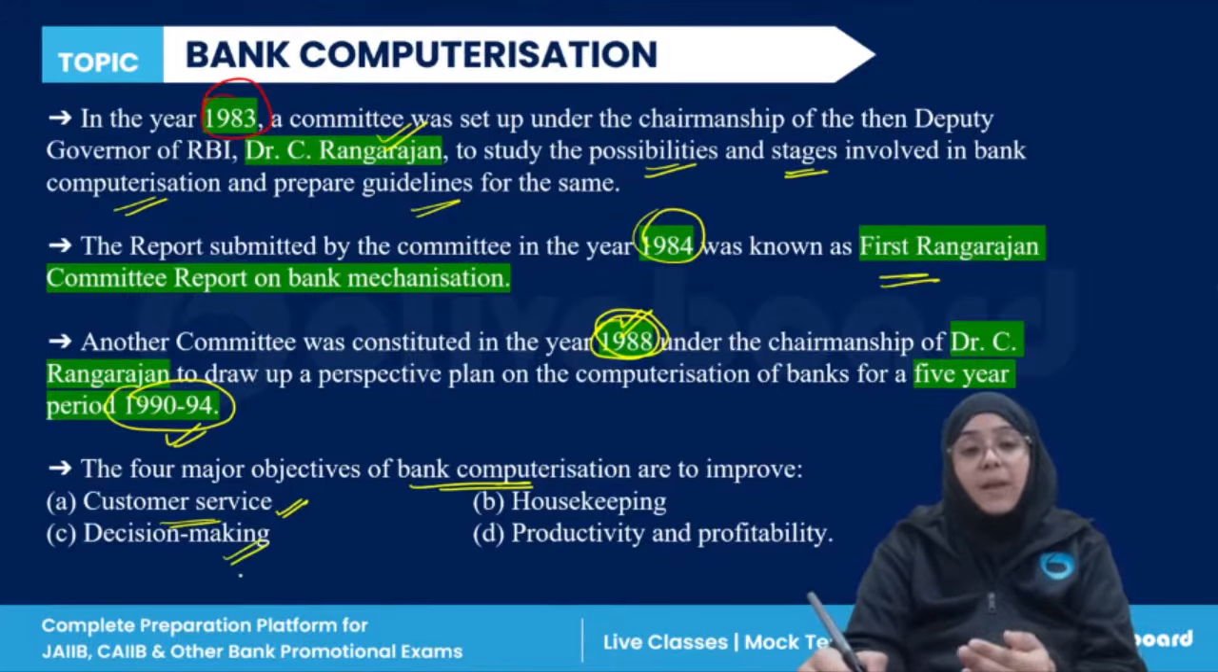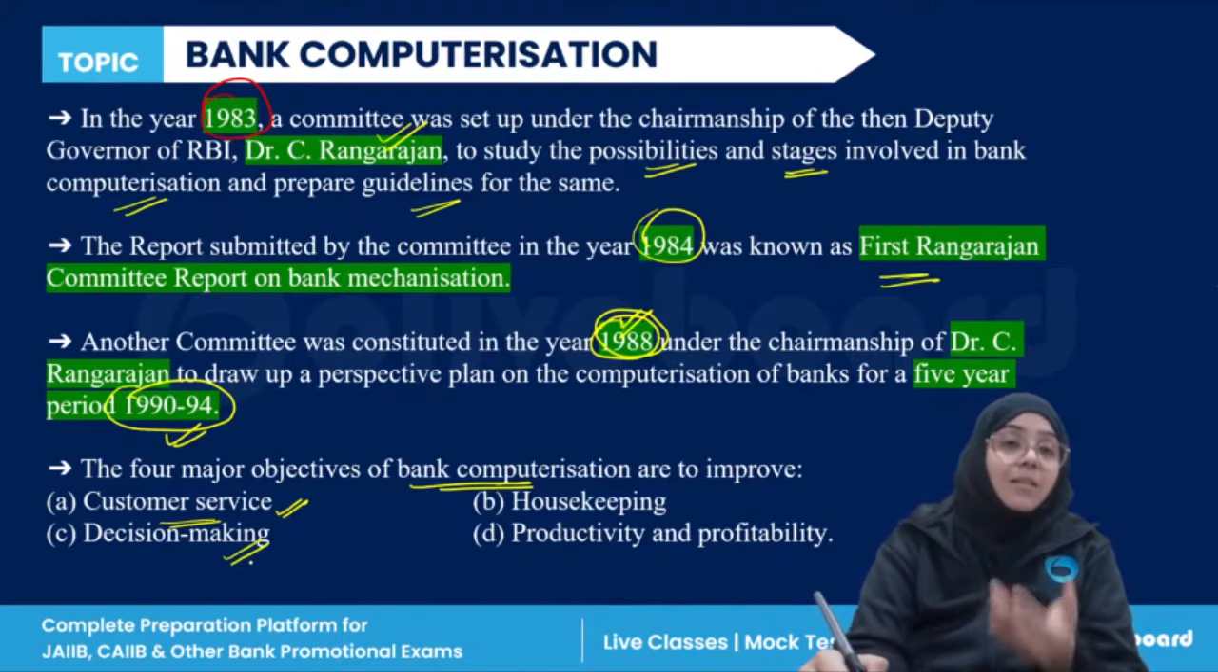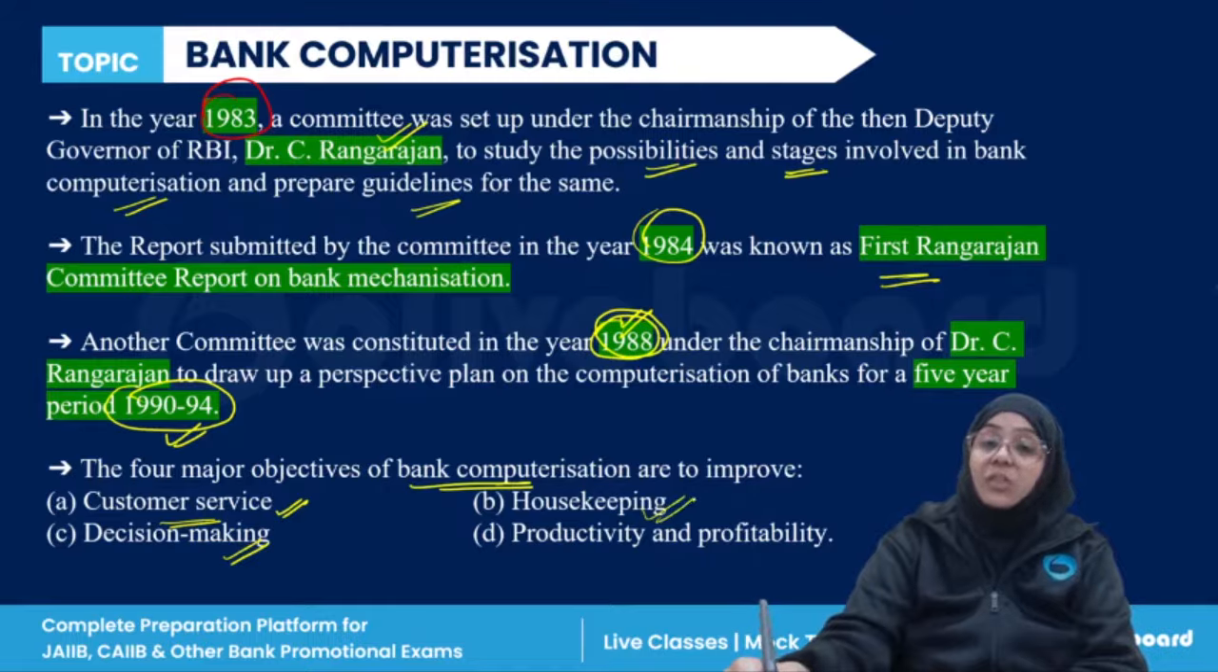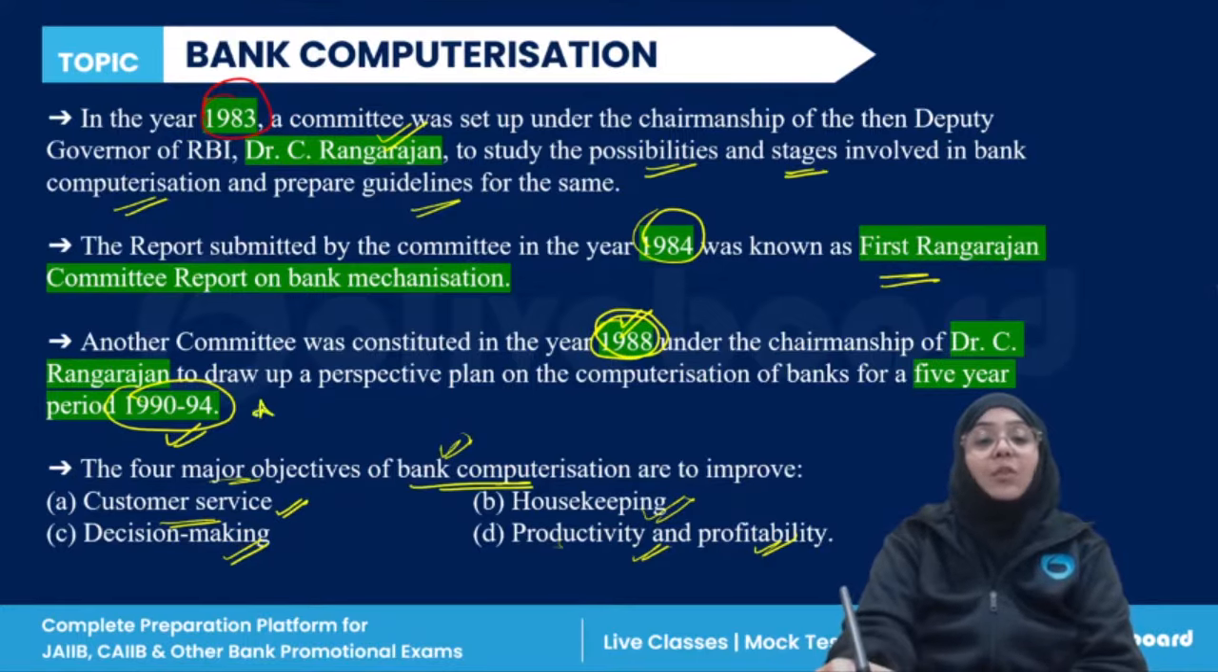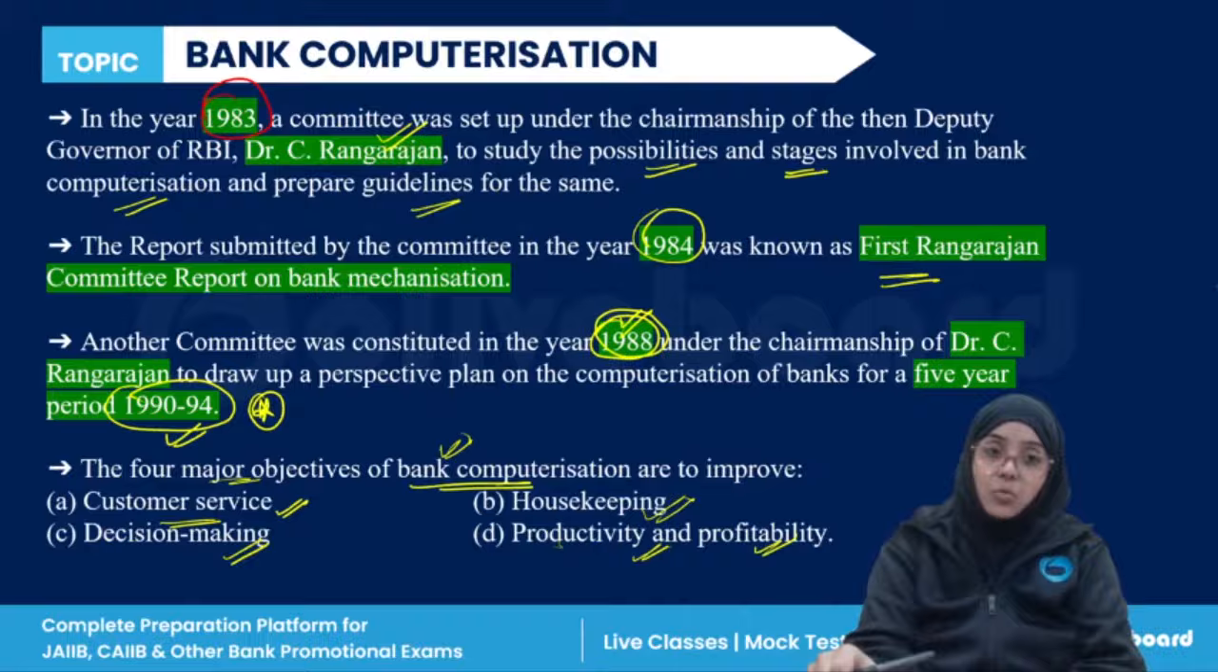Second, decision making. For better decision making, banking computerization has been introduced. For housekeeping and for productivity and profitability. So for all these purposes, banking computerization has been introduced. So these are the four major objectives of banking computerization, right? Very important: which committee is responsible for the banking computerization? It was Dr. C. Rangarajan committee which was responsible for the banking computerization.